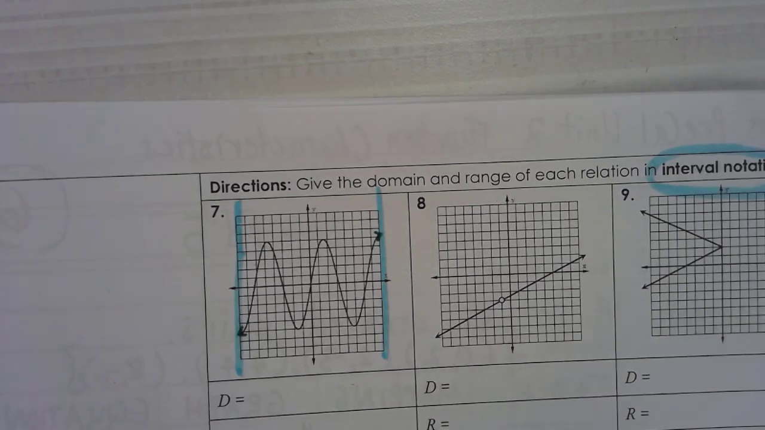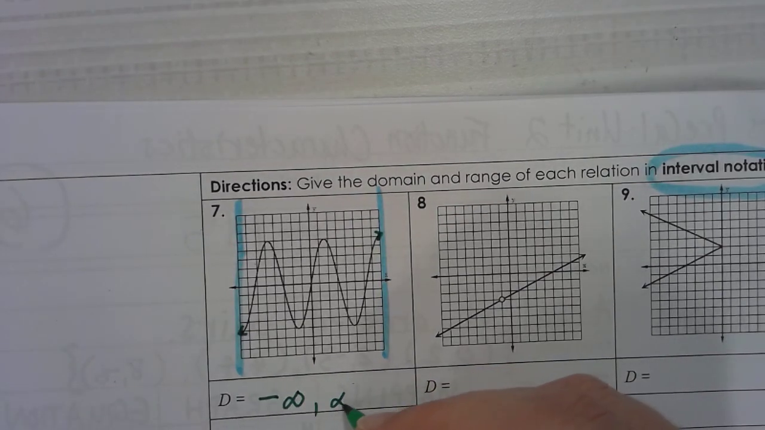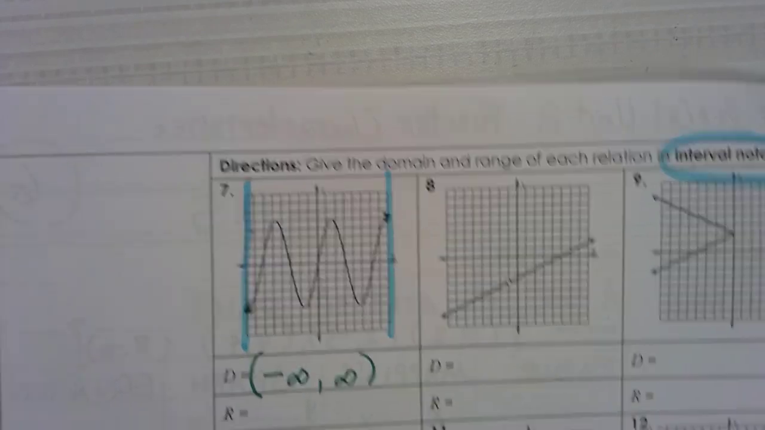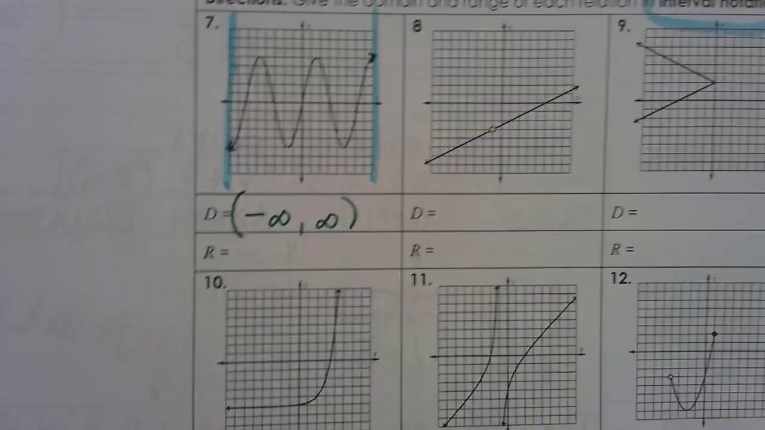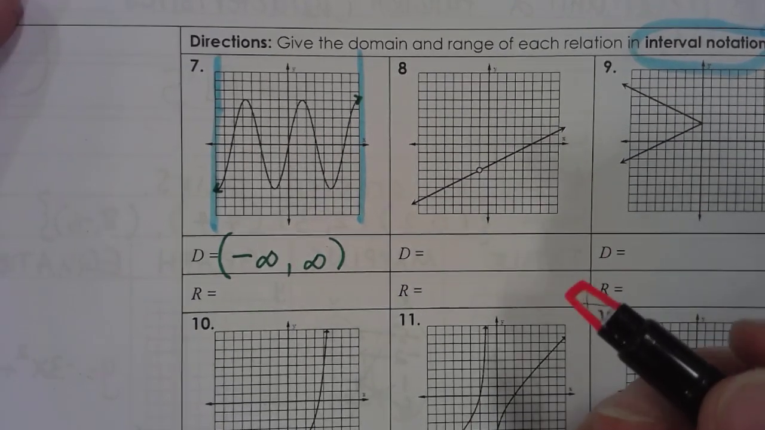So we don't write all real numbers. When we're doing interval notation, we say it's going to go from negative infinity to positive infinity. Okay. What about up, down? Does it go up, down forever? Nope. Where is the minimum, the lowest part of our graph?